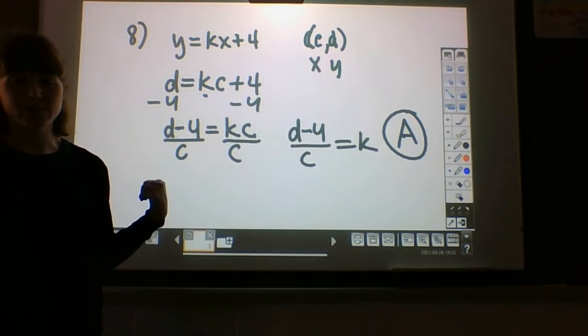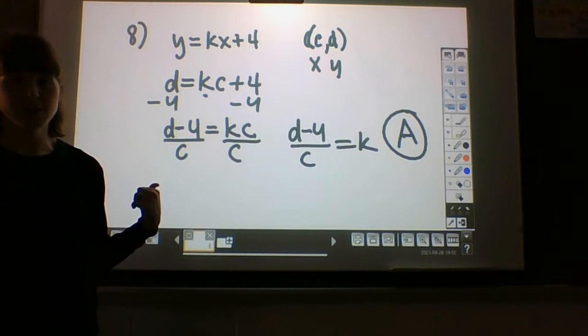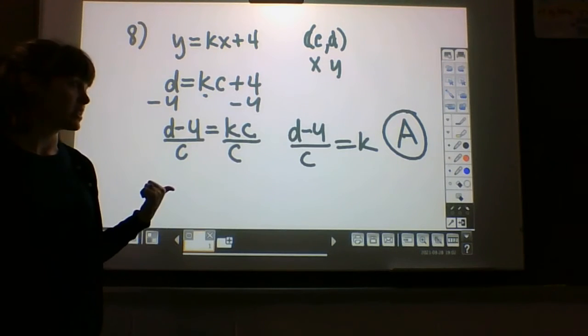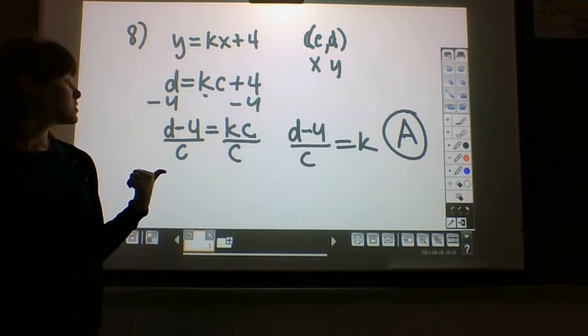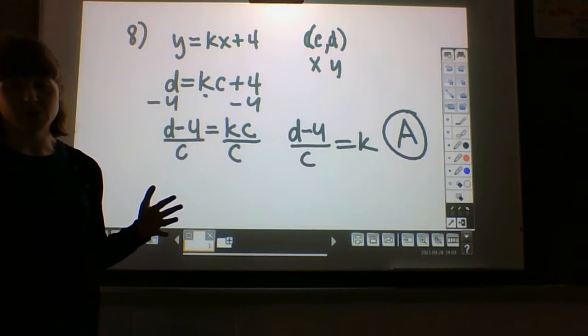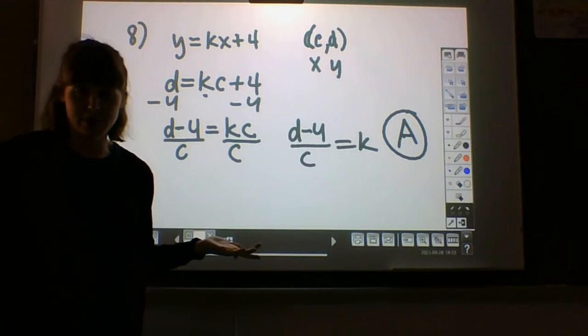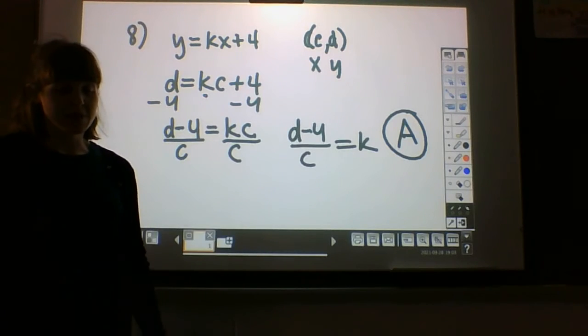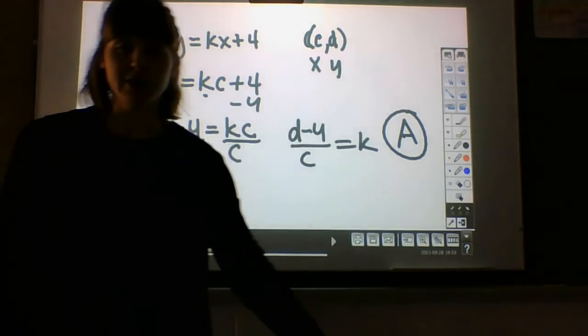Okay, so that's all about using your knowledge of slope-intercept form and knowing where to plug in a point. Okay, so that's number 8. Now, we're going to talk about the quadratic formula, which is what your homework will be about today. So now I'm going to read to you what it says here on your notes about the quadratic formula.